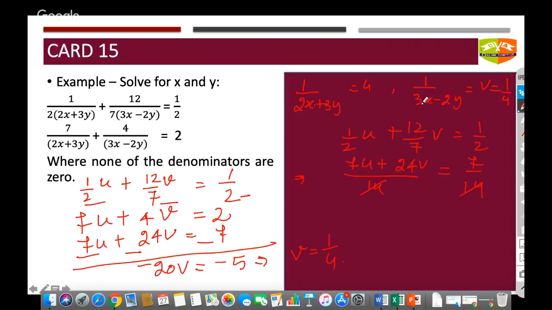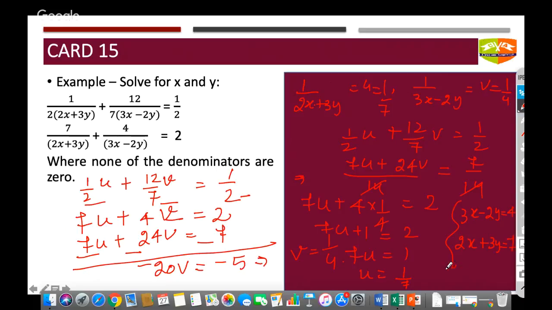So 1 by 3x minus 2y is equal to 1 by 4. So I write here 3x minus 2y is equal to 4. And second equation, if v is 1 by 4, now let me put it in this equation. So I write here 7u plus 4 into 1 by 4 is equal to 2. So 7u plus 1 is equal to 2. So 7u is equal to 1. U comes out to be 1 by 7. So this is equal to 1 by 7, which gives me 2x plus 3y is equal to 7.